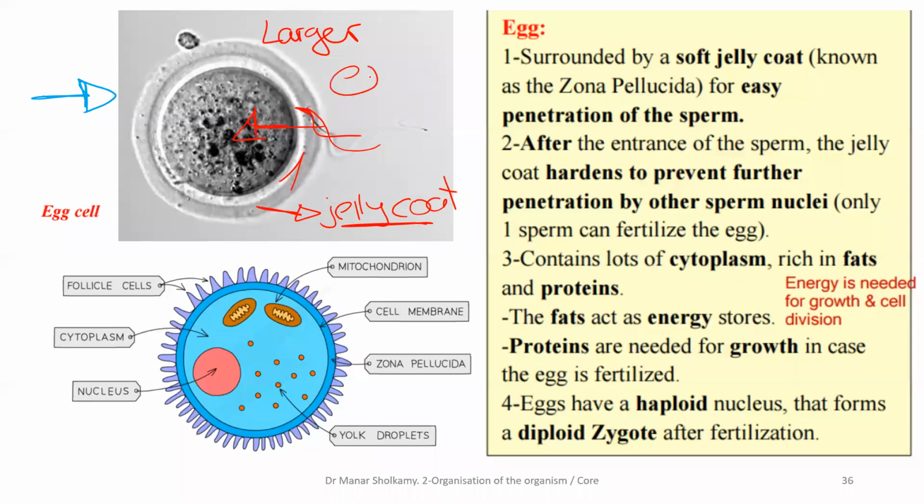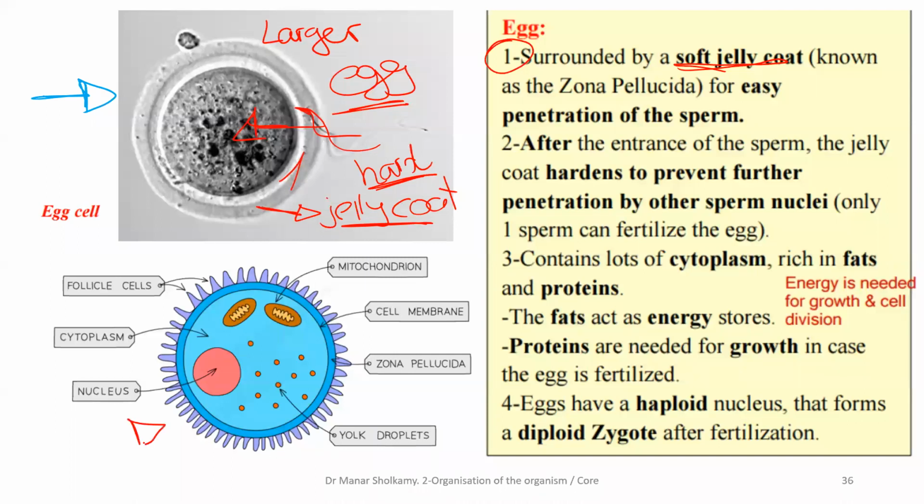Now the egg cell, also, it is specialized. What are the specializations? It is surrounded by a soft jelly coat, and this soft jelly coat is very smart. The moment the sperm enters, this jelly coat will become hard. Can someone tell me why it becomes hard? So that no other sperm can enter. Yes, you also spoke at the same time, but it becomes hard so that I do not allow any more sperm cells to enter. Only 1 sperm will enter.